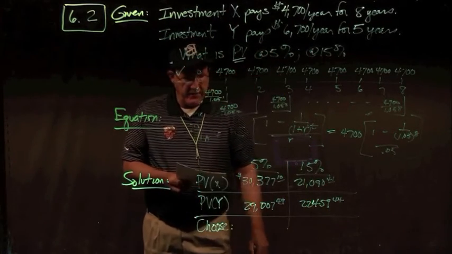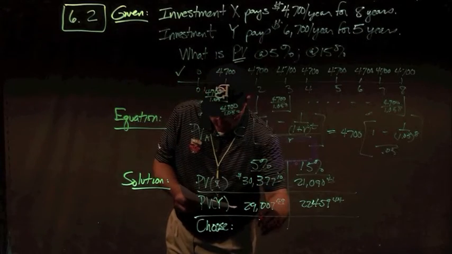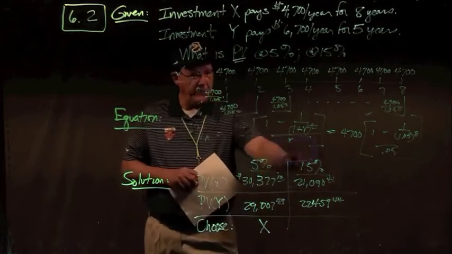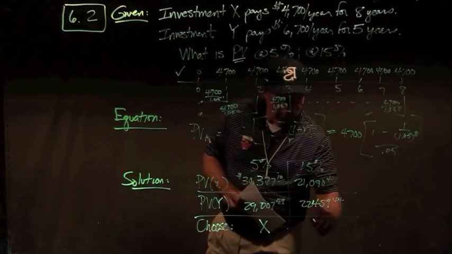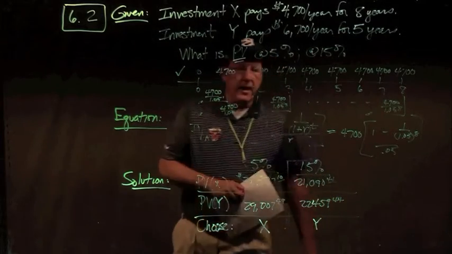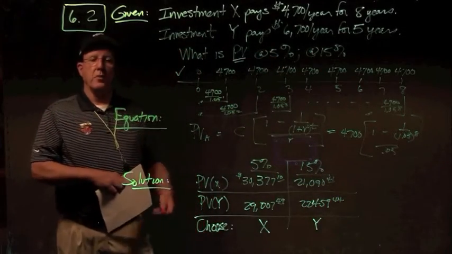At 5%, obviously, I take the higher value and I choose X. And at 15%, I take the higher value. In this case, I choose Y. And there are your answers to problem number 2.